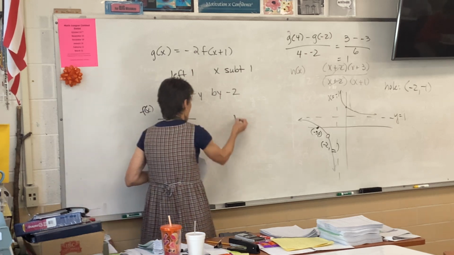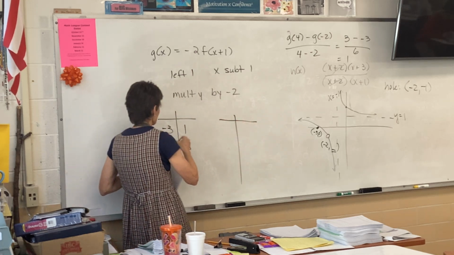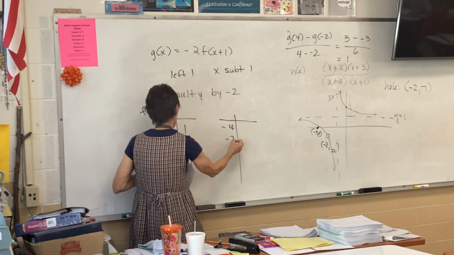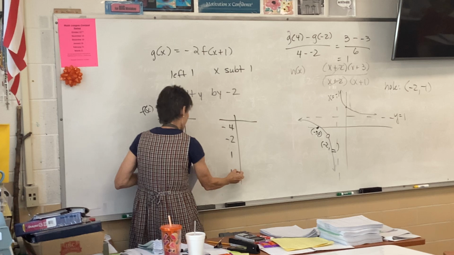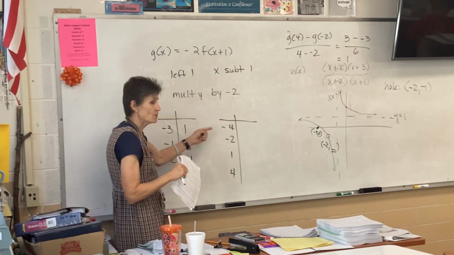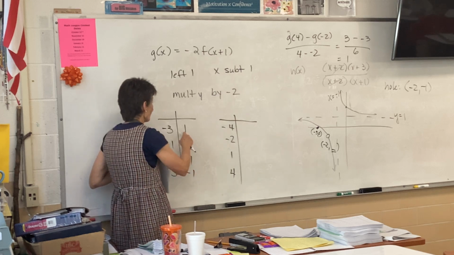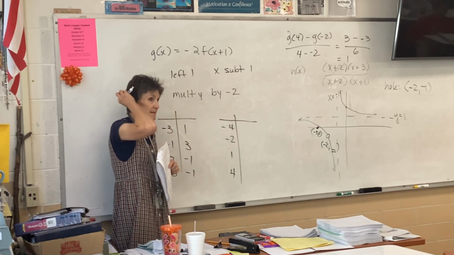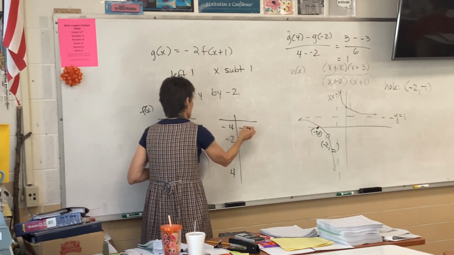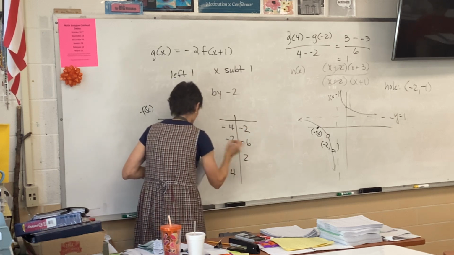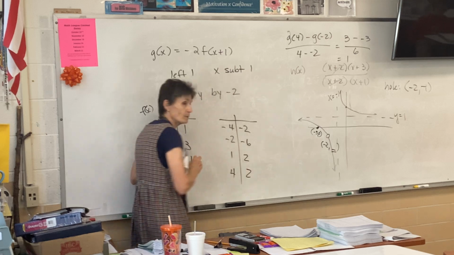Okay. So now, for my new points, I'm going to take all my x's and subtract 1. So negative 4, negative 2, 1, and 4. So for my new points that I plot, these will be my x's. My y's are getting times by negative 2. So that will be negative 2, negative 6, positive 2, and positive 2 again.